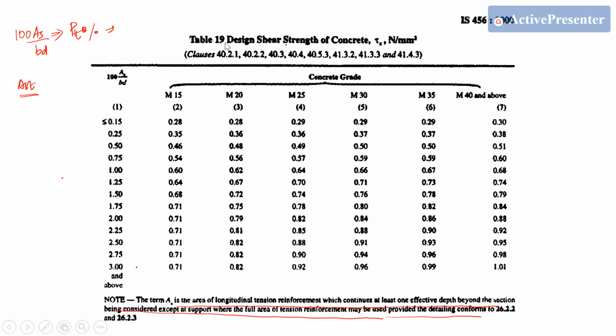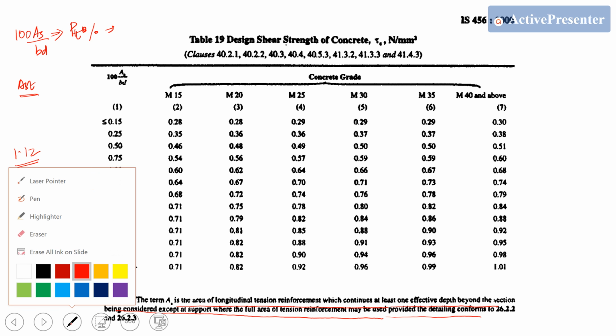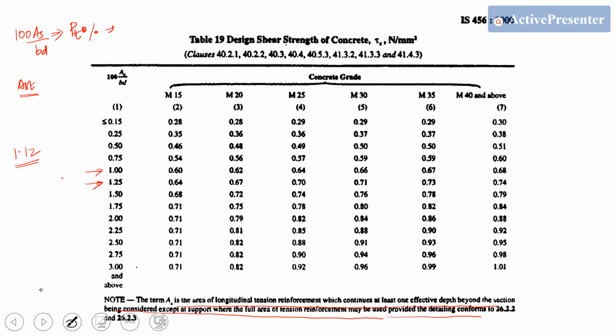So from table number 19, you have the 100 AS by BD value. Suppose I got this value as 1.12. So this value lies between 1 and 1.25, right? That is, I can say it lies somewhere here. It lies between 1 and 1.25.